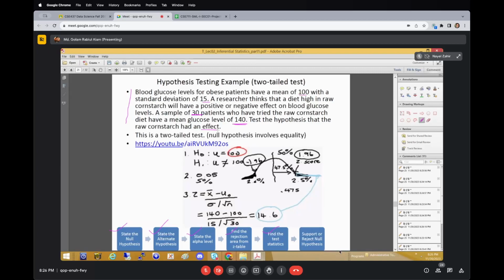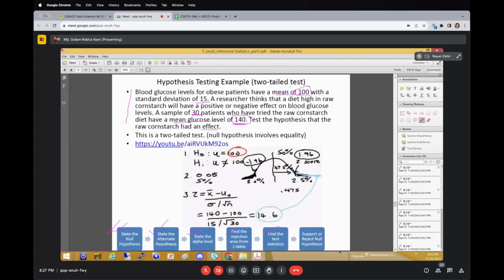Now in this case, at first we have to state the null hypothesis. In this case, we can see those are numeric values, the mean glucose level. The mean glucose level is increased here to 140, and the existing mean here is just 100, and the standard deviation is given here as 15.